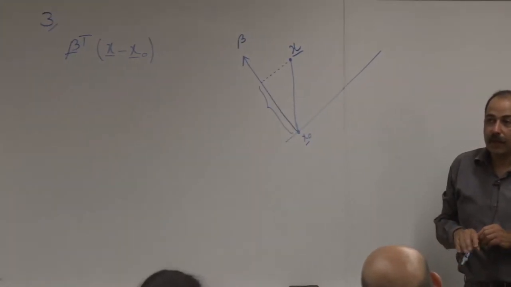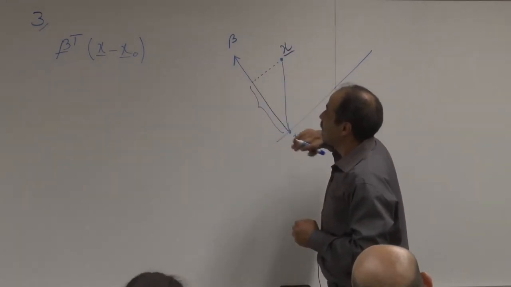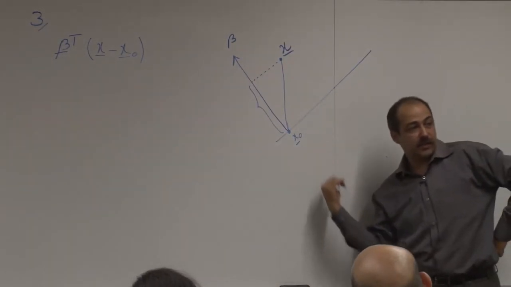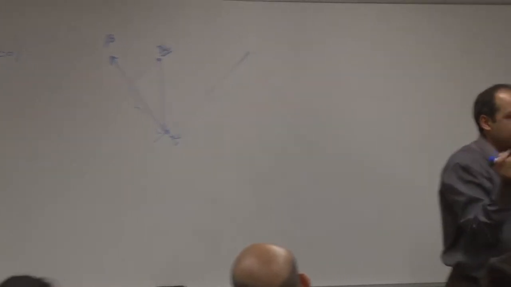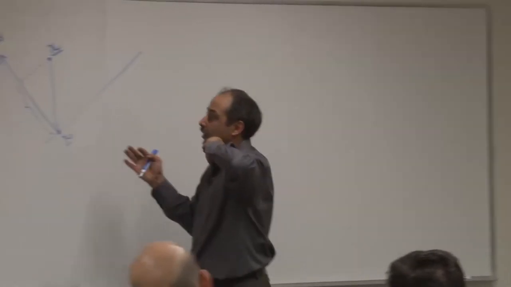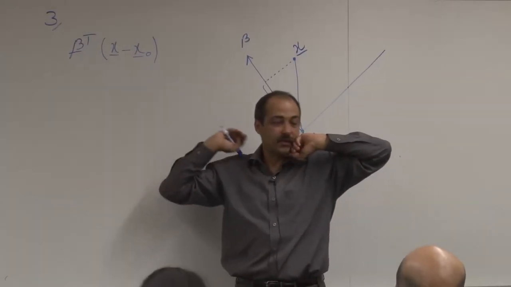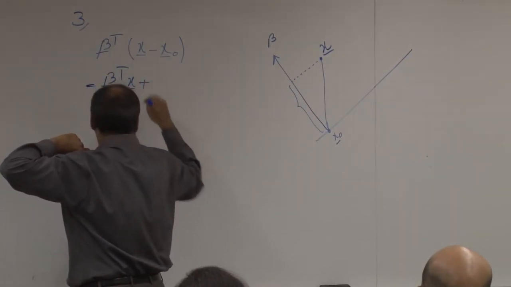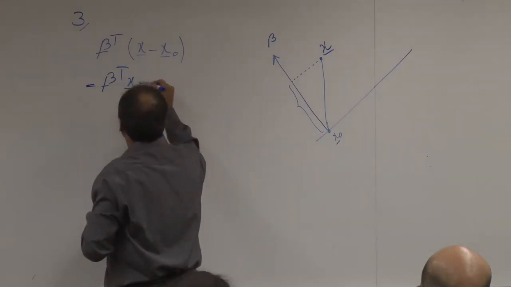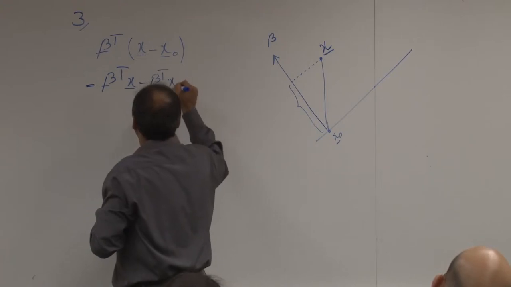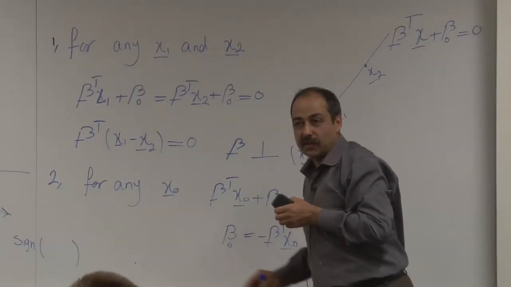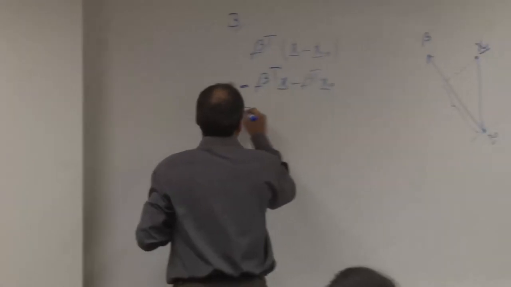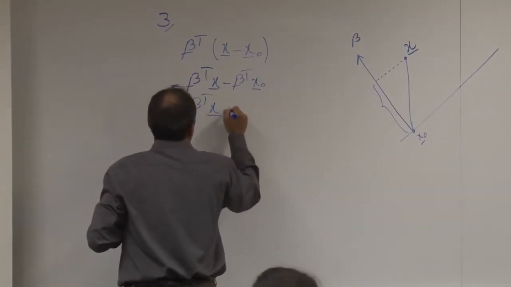For any point on one side it's going to be positive. For points on the other side, it's going to be negative. So technically, it's not distance. It's distance with a sign. It could be positive or it could be negative. So the real distance is the absolute value of this, okay? So this is basically beta transpose x minus beta transpose x null. But beta transpose x null, I know, is equal to minus beta null, okay? So this is basically beta transpose x plus beta null.